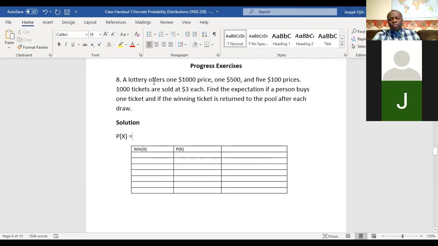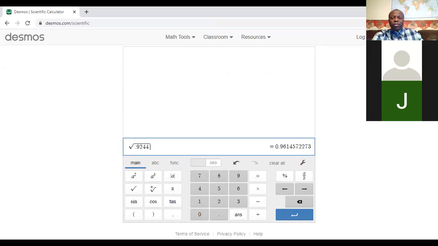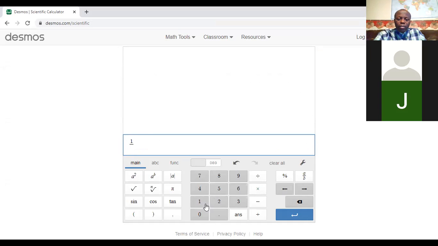Because how many prizes do you have? 1, 2. So each, you bought a ticket, so your probability of winning will be 1 over... Because how many tickets were sold? 1,000 tickets sold out of 1,000. It should be 1 over 1,000. If you're using a calculator, you move the decimal places 3 places to the left. So 1 divided by 1,000 is 0.001. You can see right there, 0.001.